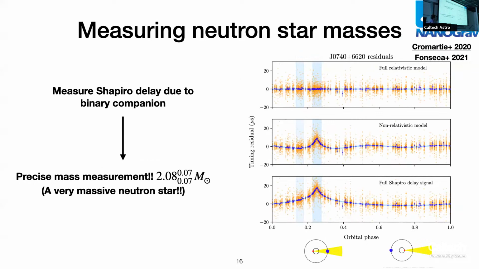You can also use pulsar timing to try to measure the mass of neutron stars. So in this case, if the neutron star is in a binary and that binary is edge on, the Shapiro delay of the pulse as it passes by a companion can be used to measure the mass of the companion and the mass of the neutron star. And this is how a lot of the heaviest neutron stars have been measured.